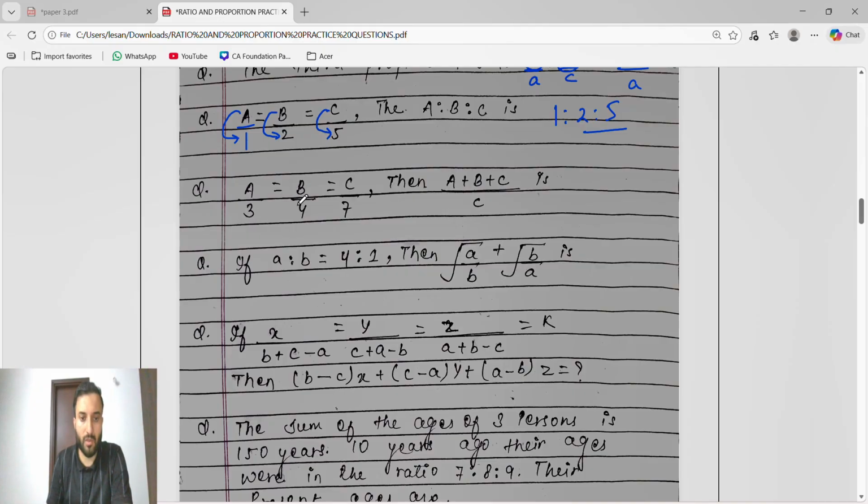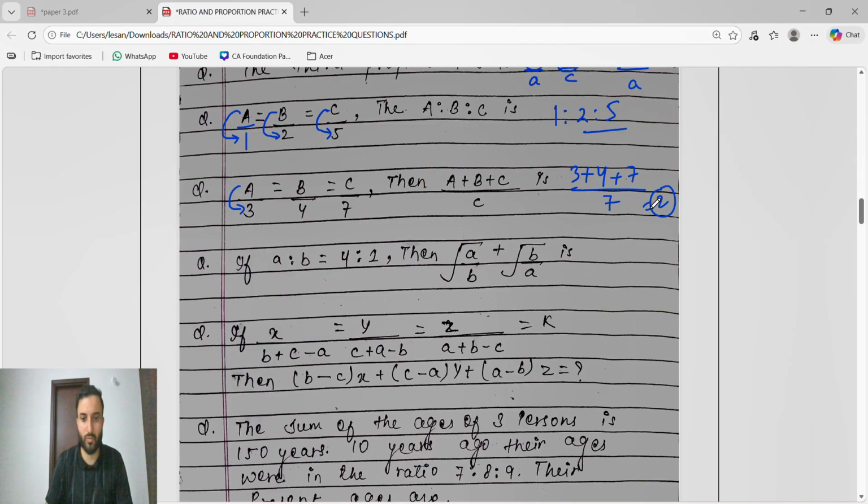Okay, a by 3 equals b by 4 equals c by 7. Then find a plus b plus c by c. Very easy guys. We know that if the variable is present in the numerator and we have to find the value of the variable, then its value is present in the denominator. So a is 3, b is 4, c is 7. Substitute it here. So 3 plus b is 4, plus c is 7, by c means 7. So 3 plus 4 plus 7 is 14, divided by 7 is 2.